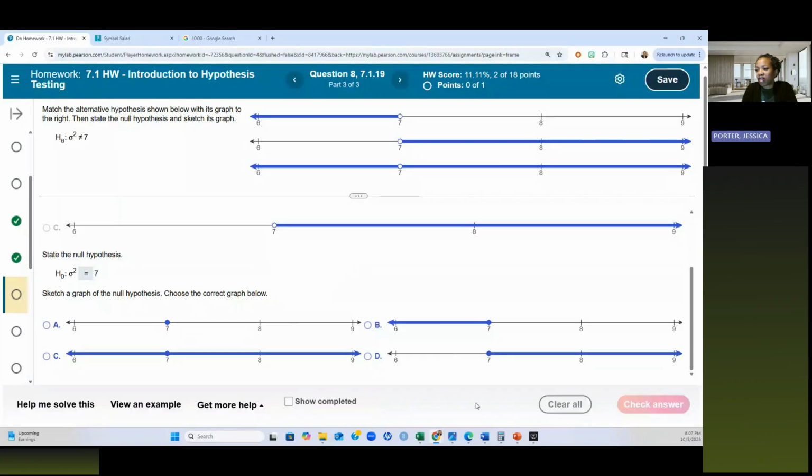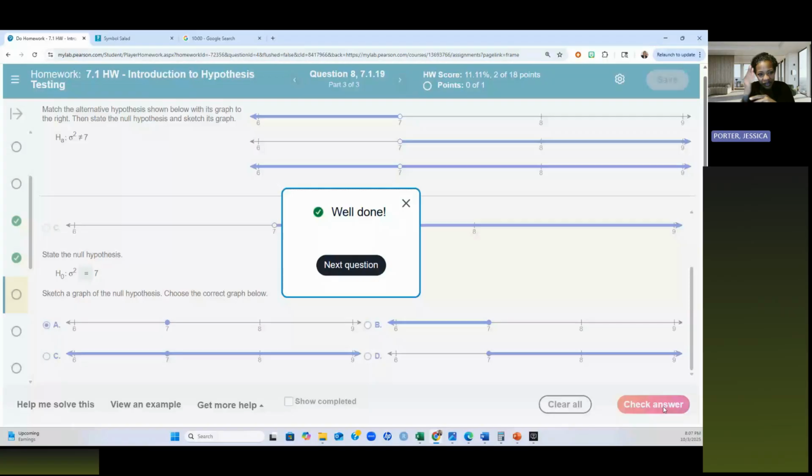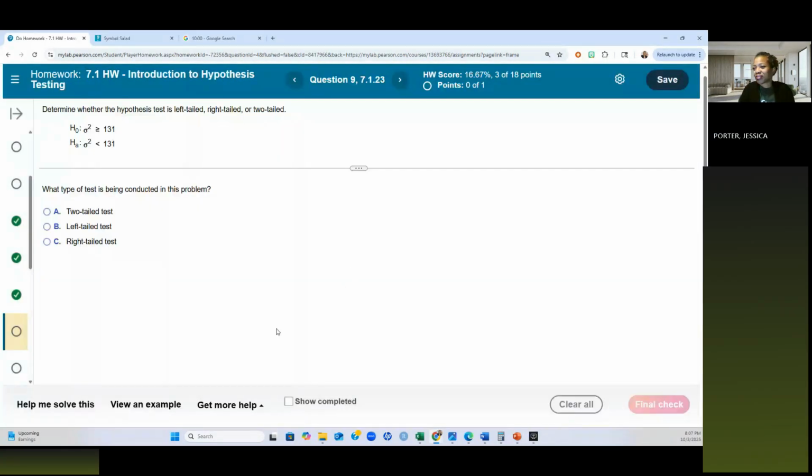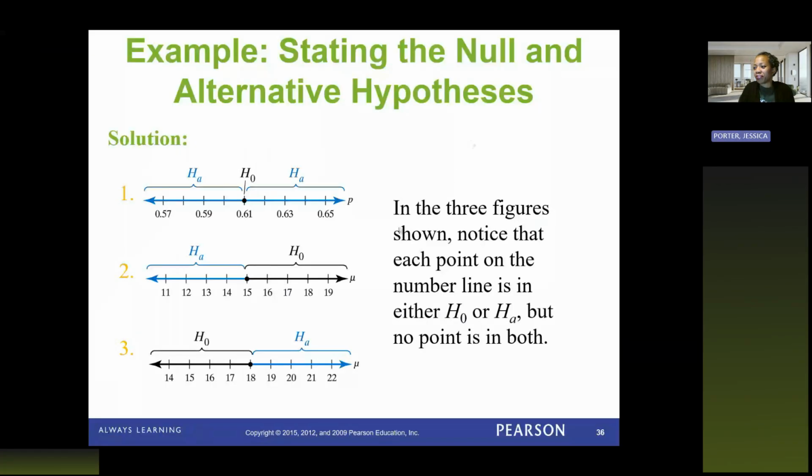What does this graph look like? One, two, 3 A's, 4 A's. Let's go with A, because it's equal to. That is correct. Okay. We'll come back to that.